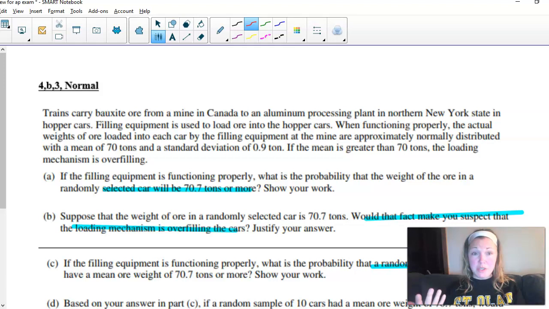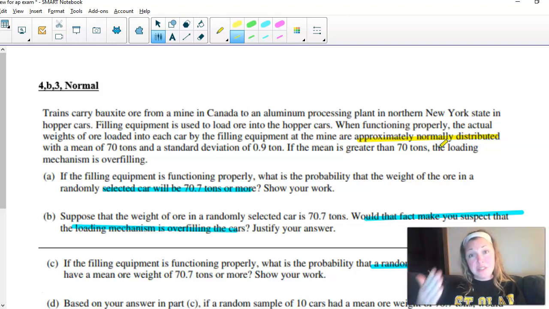Let's move on to talking about the normal distribution, okay? So this is talking about trains, they're carrying ore. One thing when you're reading a problem and you notice that it says normally distributed, you can pretty much count on you are going to need to do a z-score and go to your table. Now, I think Jan's taught you guys how to use the normal CDF in your calculator. At this point, I'm not going to teach you that. Like your test is tomorrow, okay? So you do what you're comfortable with.